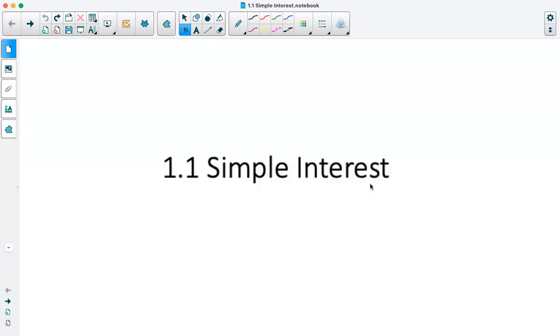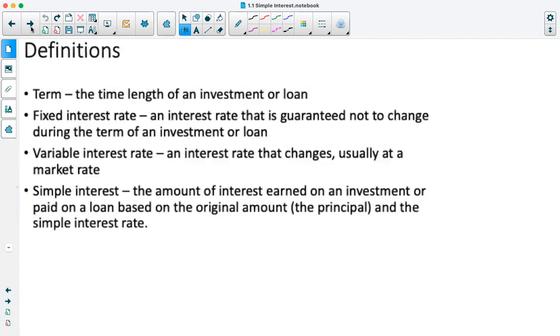Hi, today we are looking at section 1.1, which deals with simple interest. So first we'll look at some definitions.